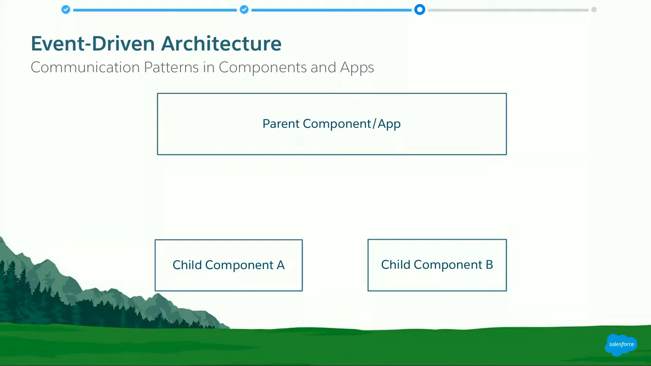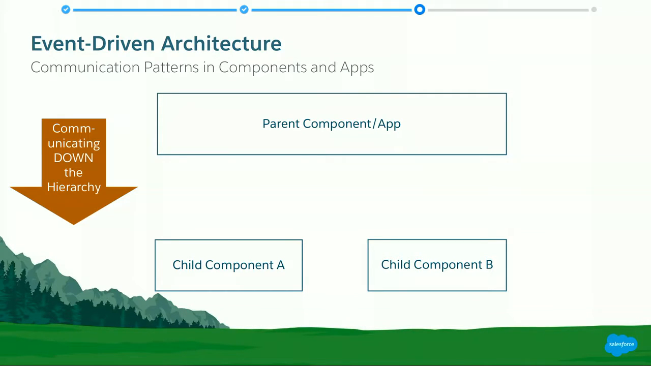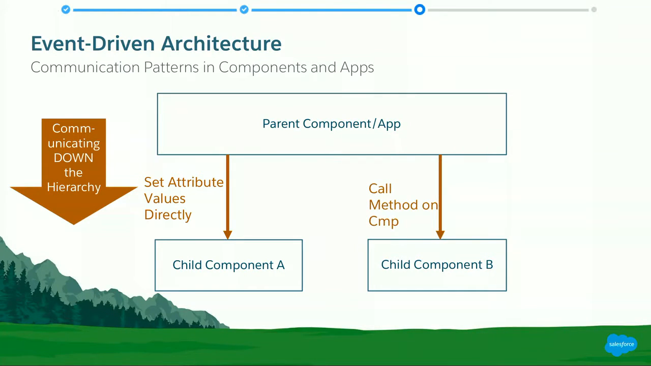When we have a parent component or app that needs to communicate down to its children, we have options because it's all encapsulated together. That parent can communicate down to its children in a few ways. It can set values directly. So the attributes on a component can be directly set by its parent. Easy peasy.